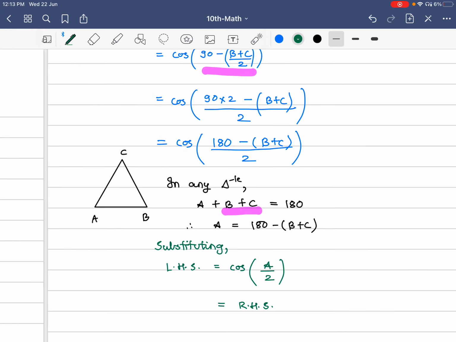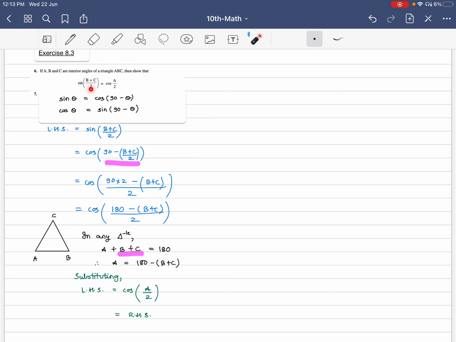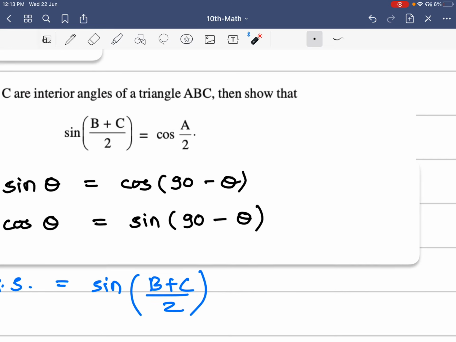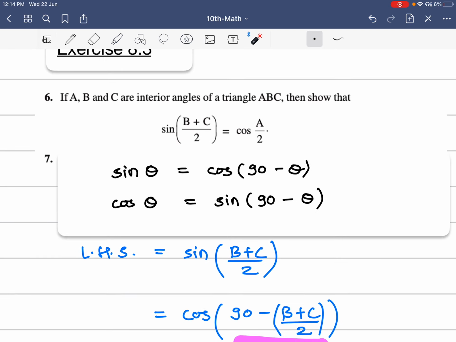So let's zoom out and confirm. Yes, this was our LHS, sine of (B plus C) the whole by 2, and we started with this LHS. We solved, and the LHS became equal to cos of A by 2, which is our right hand side. So thus, let's zoom in again to the question. Thus, if A, B, C are interior angles of a triangle, then this is equal to this by using the complementary angle property of the trigonometric ratios. Great.